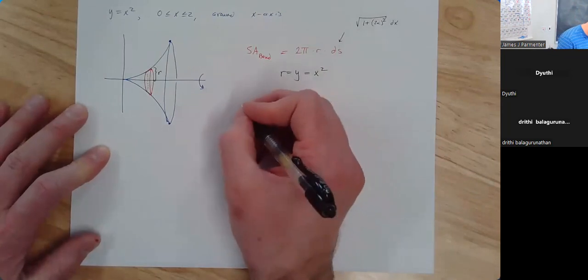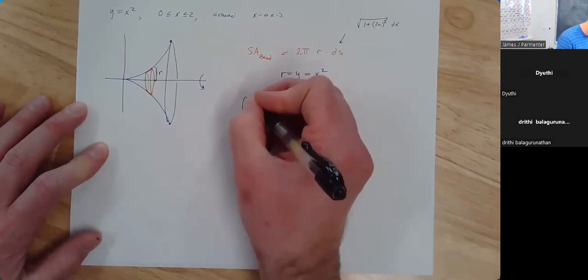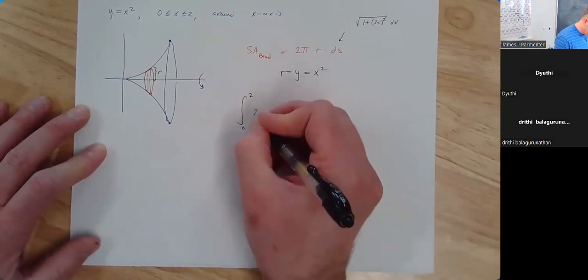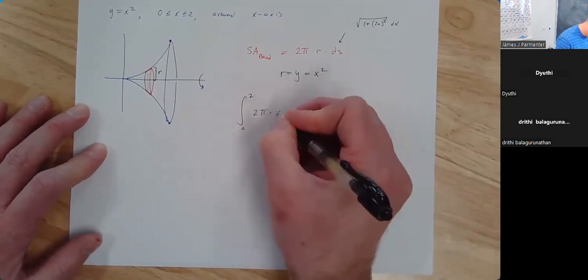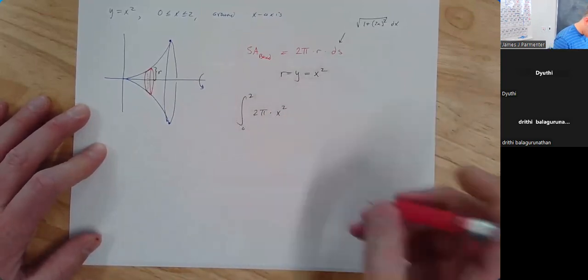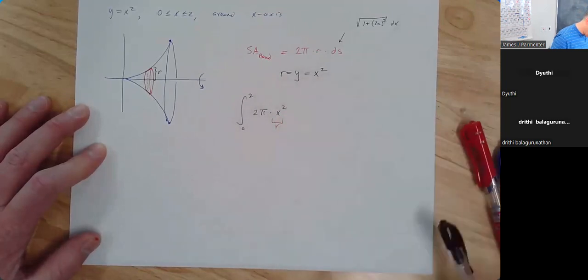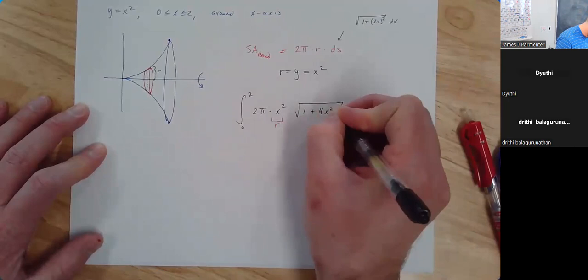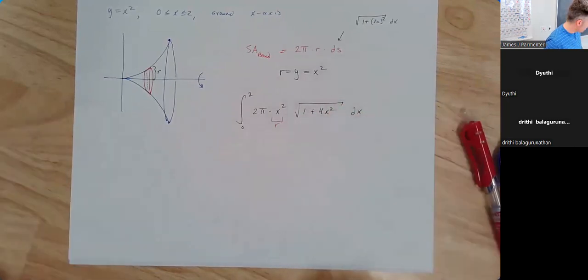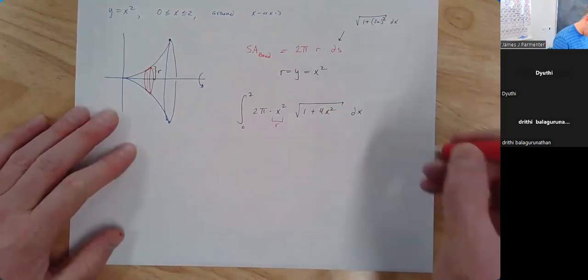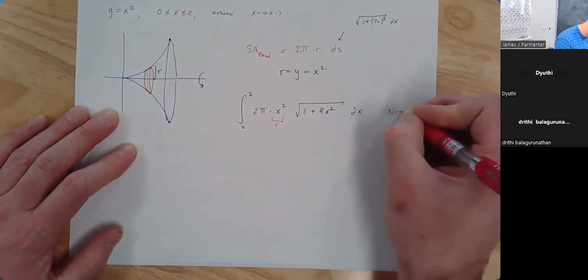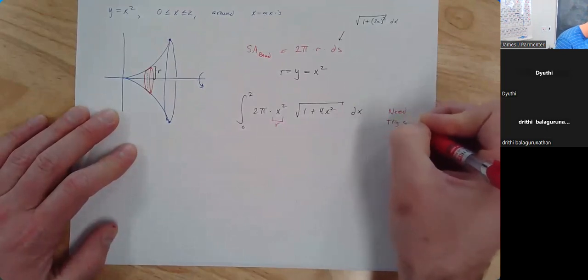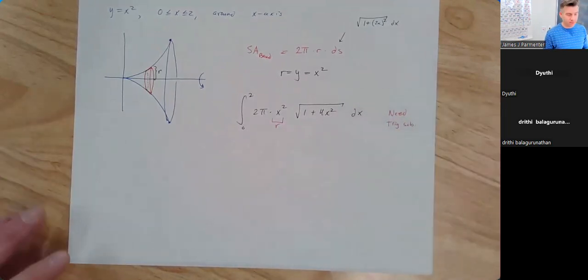If we do this, we get the integral from x equals 0 to x equals 2 of 2 pi times our radius, which is x squared, times again the square root of 1 plus 4x squared dx. And this one we would require trig substitution for. There is no other way to attack this one. It's probably even still pretty gross after that, but yeah.